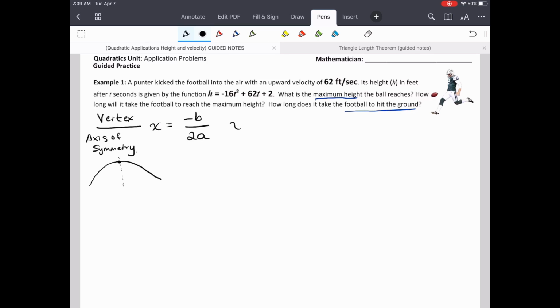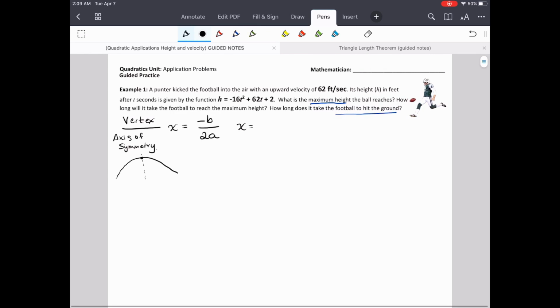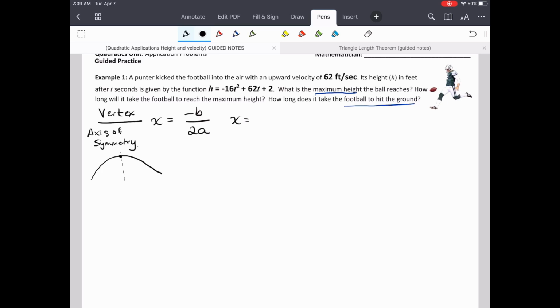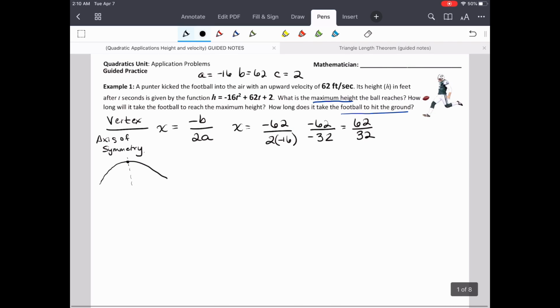If we do that, let's just go ahead. This is why I gave you guys a lot of room to work. So let me just write things out. A equals negative 16, b equals 62, and c, our constant, equals 2. So negative b is going to be negative 62 all over 2 times a, and 2 times negative 16 is going to be negative 32. And negative 62 over negative 32 makes positive. And then you've got 62 over 32. Now you can reduce that if you want to, but I'm just going to divide that. So that's 1/2 of our vertex.